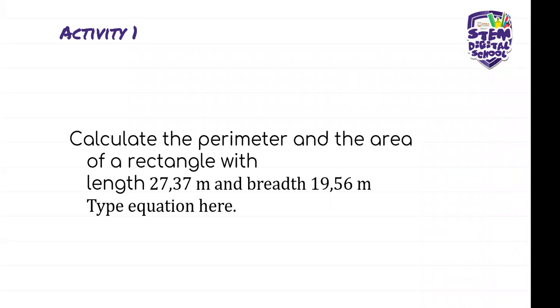So yes, 93.86 is the final answer there. So like I said, if you don't want to use the formula, you can just add all of them. You can just say 27.37 plus 27.37 plus 19.56 plus 19.56. And then the answer that you'll get will be 93.86. And that is the final answer in this case.